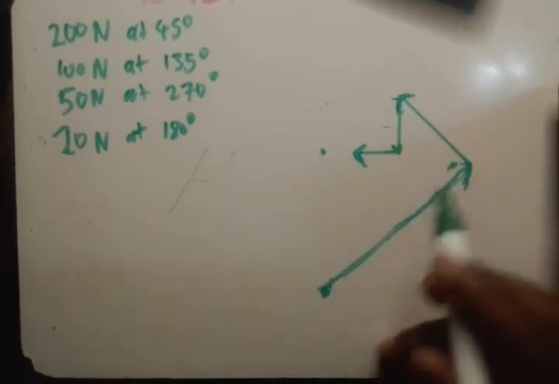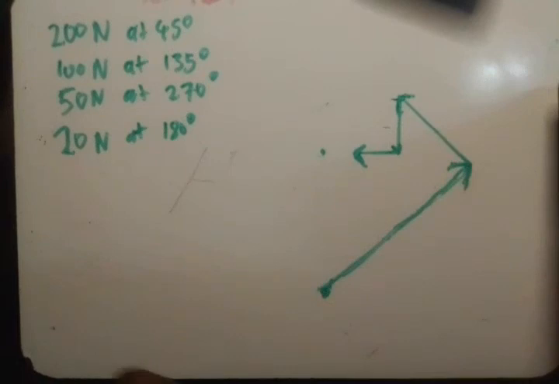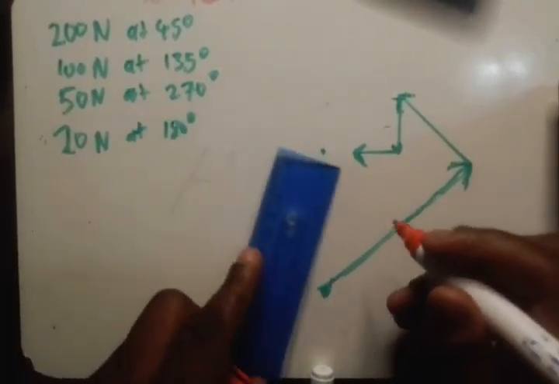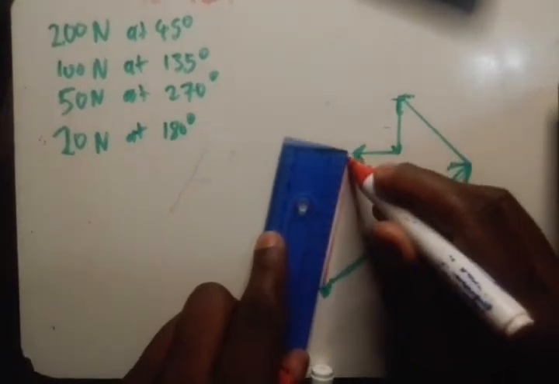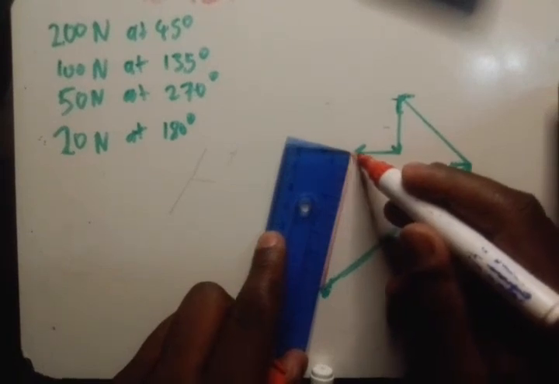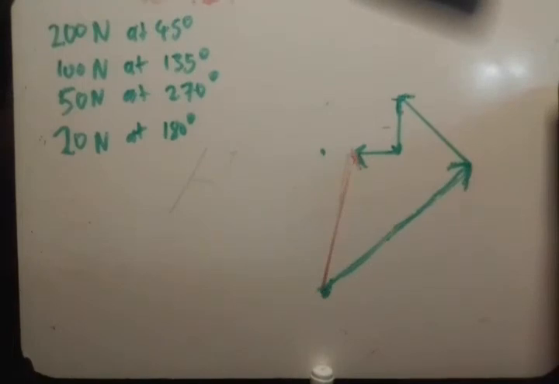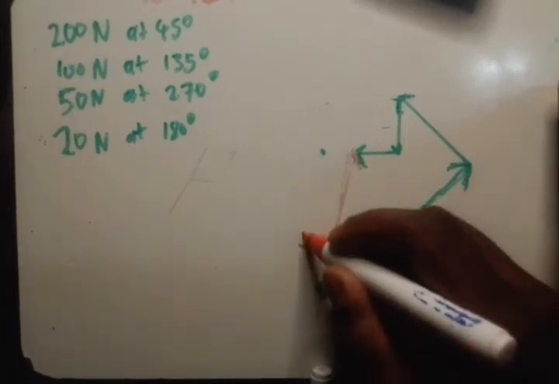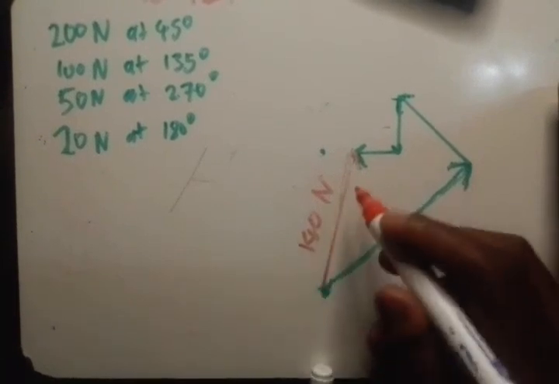Now the resultant is always from the tail of one to the head of the other. So let me draw my resultant force right here. If we measure it, how many centimeters is it? That's going to be 7 centimeters, right? Now we have to convert it to the forces. So 7 centimeters is going to be 140, so we have 140 newtons.